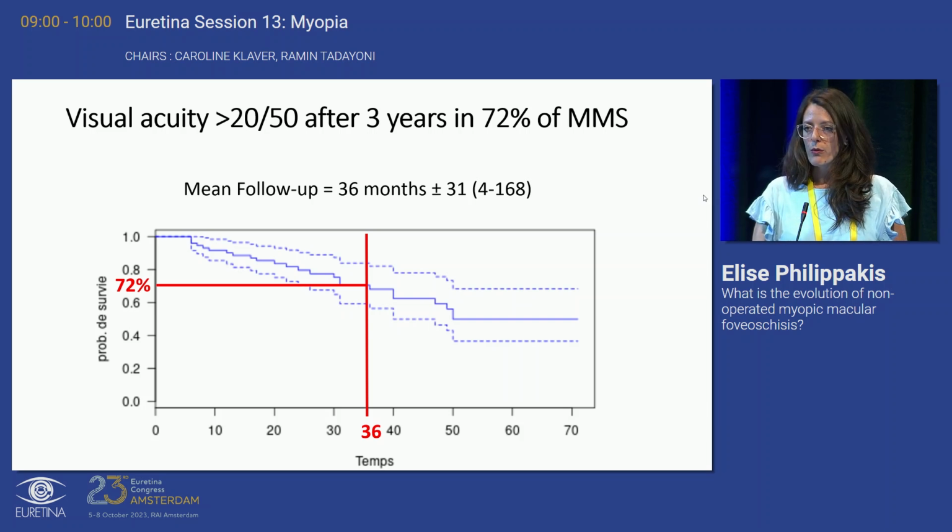The mean follow-up was about 3 years, so we took this mean follow-up and observed at 3 years who has worsened, how many, and 72% of patients had not worsened in visual acuity after 3 years of follow-up.